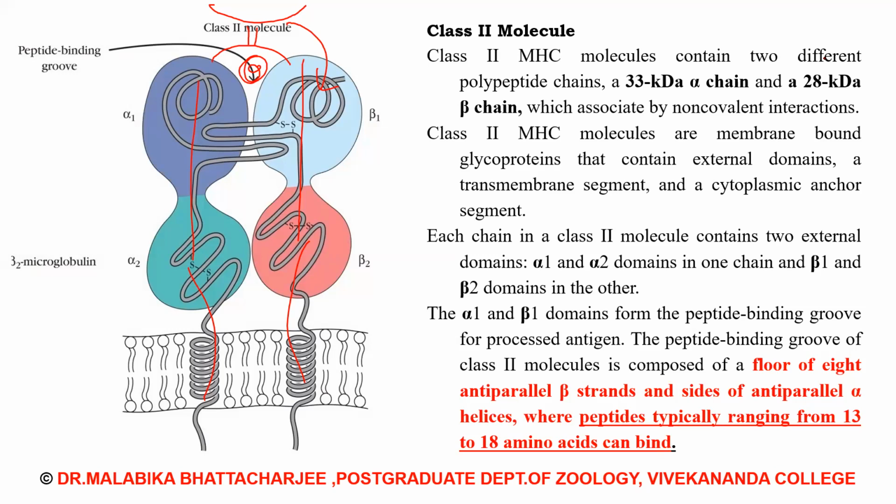CD4 bearing T lymphocytes, and the CD8 bearing T lymphocytes, which interact with any normal cell of the body which has become abnormal. The CD4 molecule actually helps. It cannot kill. But the CD8 molecule, if it binds to a cell which has now become abnormal, will finally bring about destruction of the target cell.